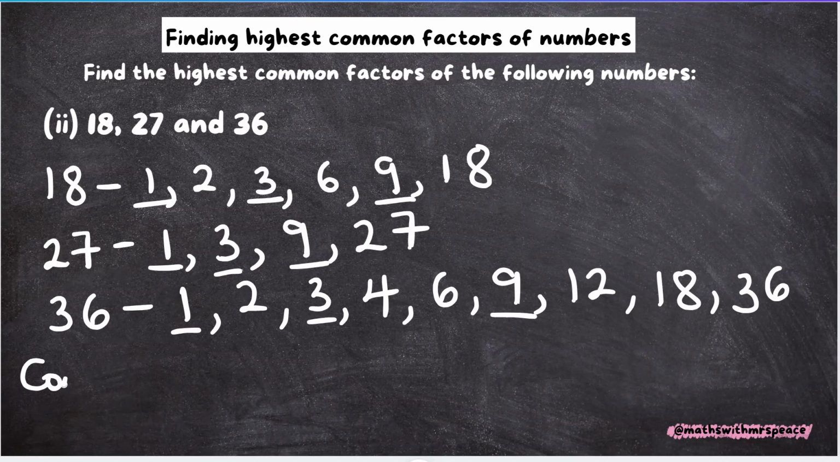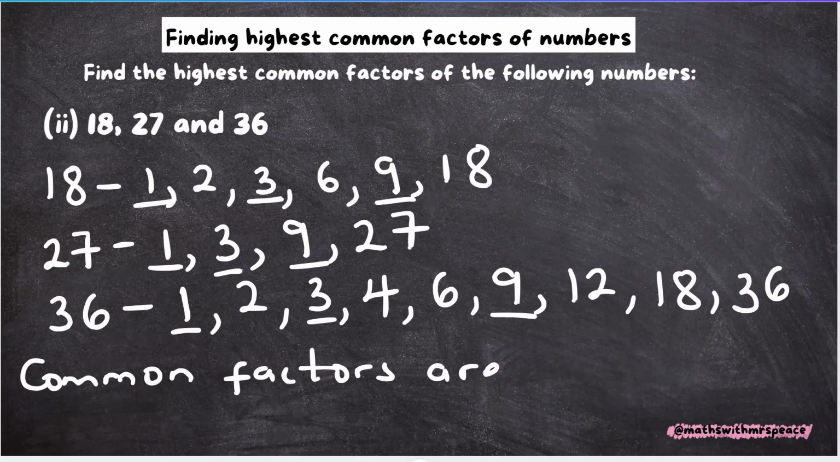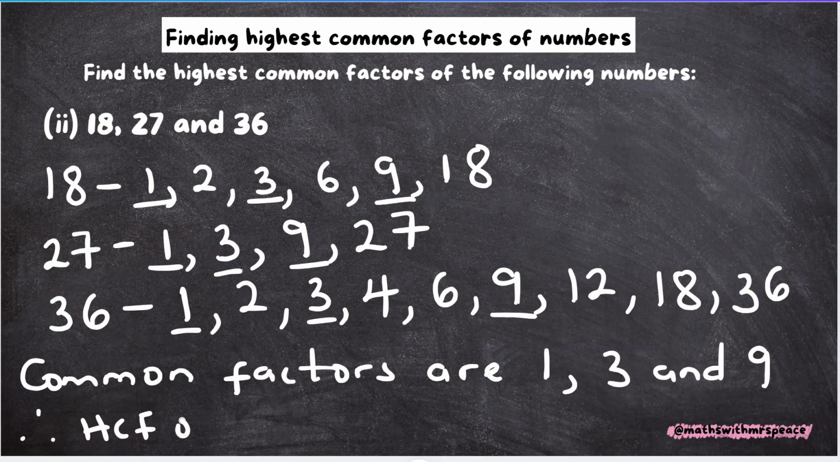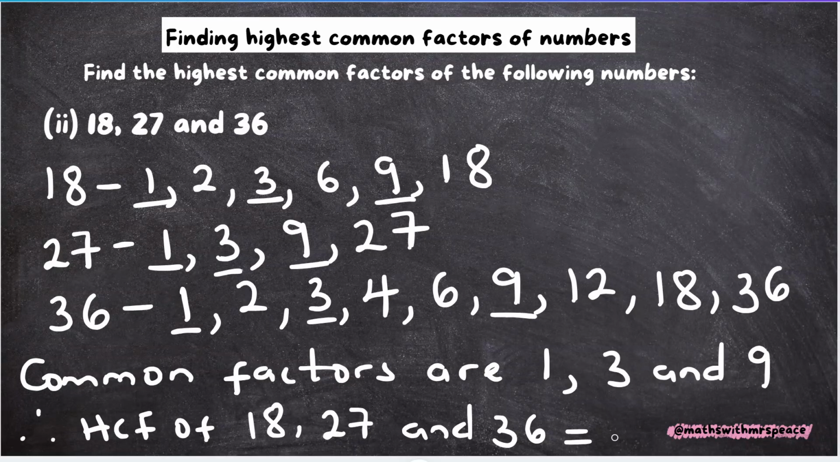And then we can say the common factors are 1, 3, and 9. This means that the HCF, highest common factor of 18, 27, and 36 will be equals to 9. So that's it on how to find the HCF, highest common factor, using listing the factors method.